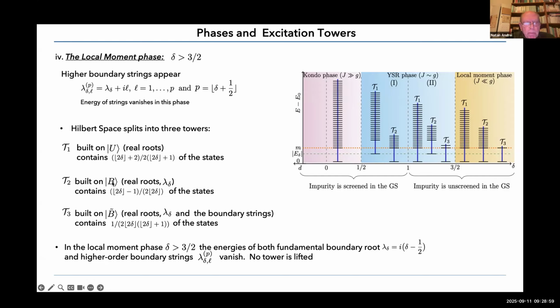Similarly, B, which has real roots and lambda delta. So we are here. And then we have T3 built on T twiddle. Now all those strings have zero energy, so none of them is lifted. And we have these three towers.